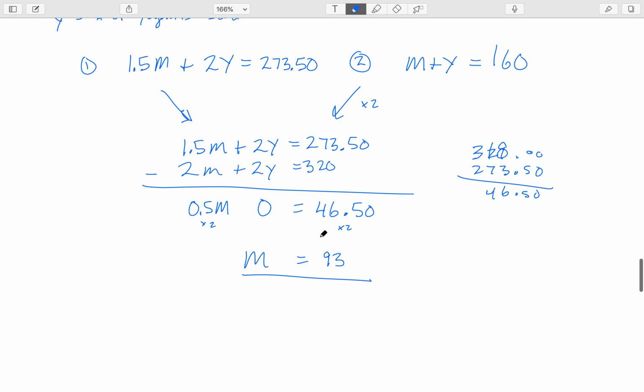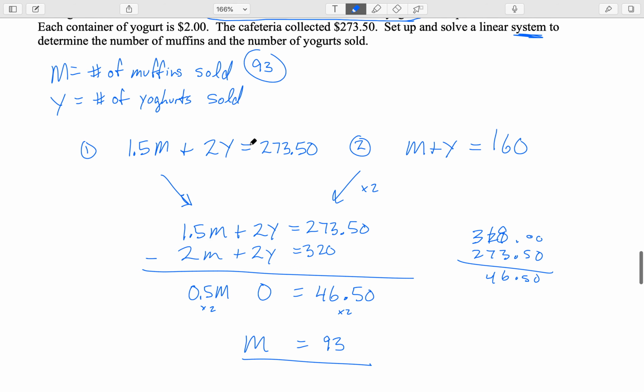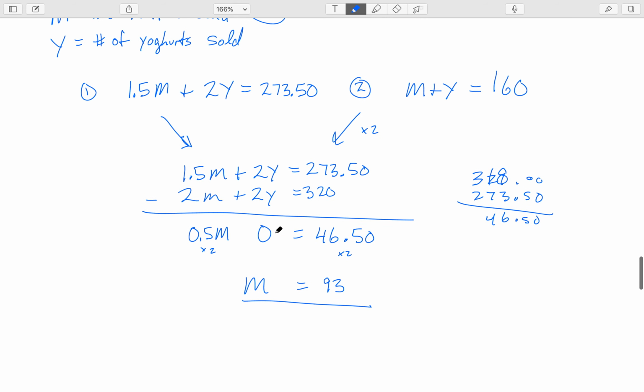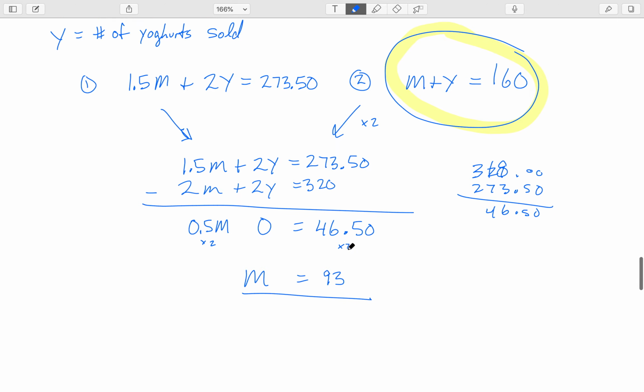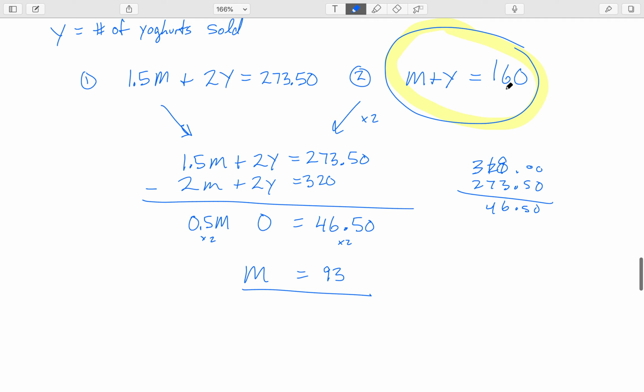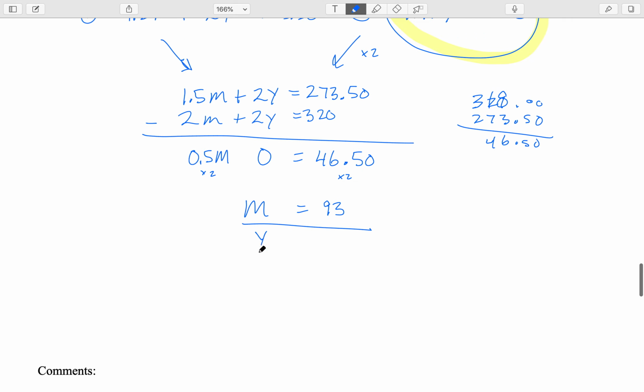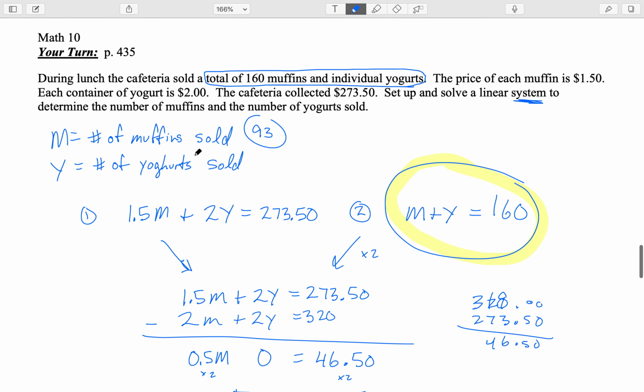Now, how do I figure out what the other one is? Oh, yeah, I have to go back and plug it into an equation. Plug it into the easiest equation you got. There's the easiest one, right there. Look, the two of them add up to 160, which means the other one's got to be, what is it, 67? Yeah, the other one's got to be 67. I didn't even have to show the work for that one because I know it's 160 minus 93. So that means y is equal to 67. So there's my answer: 93 and 67.